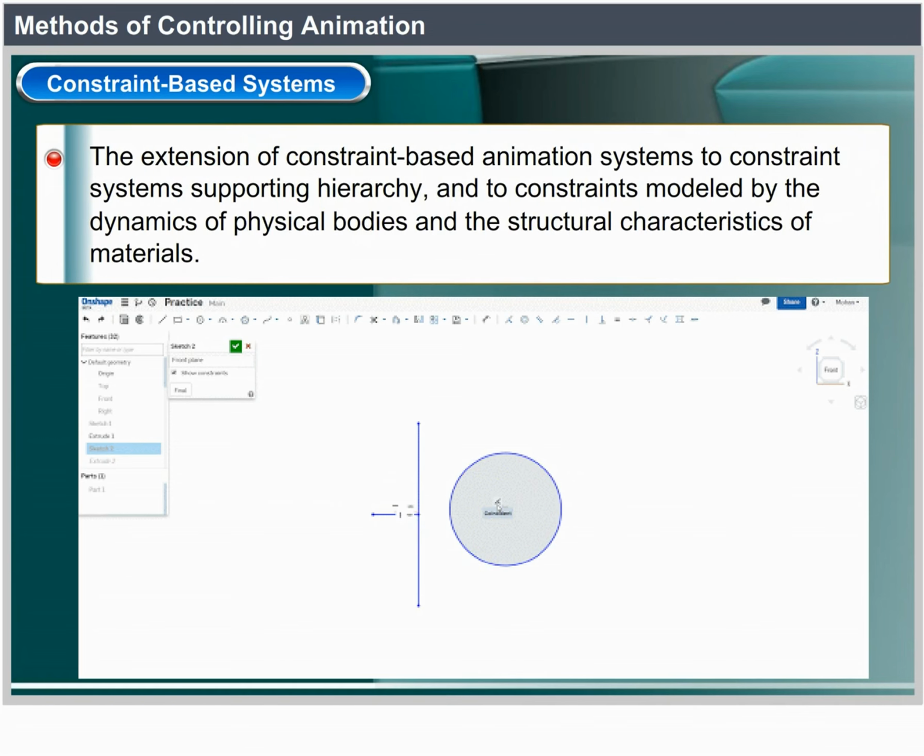The extension of constraint-based animation systems to constraint systems supporting hierarchy, and to constraints modeled by the dynamics of physical bodies and the structural characteristics of materials.